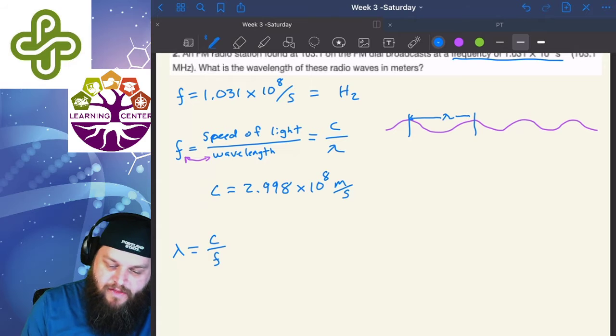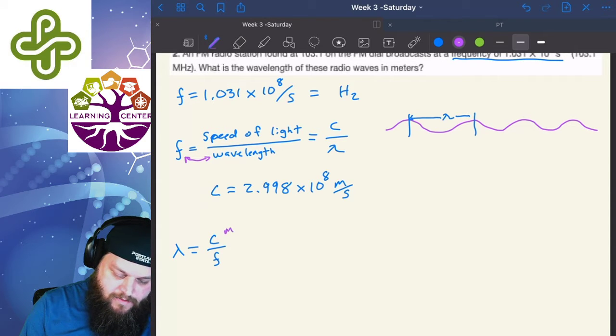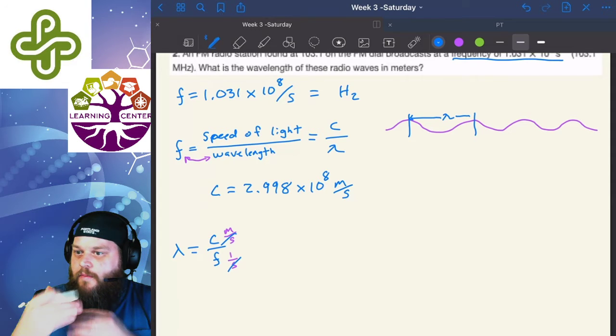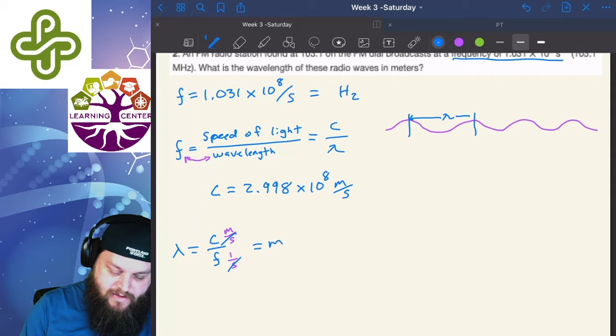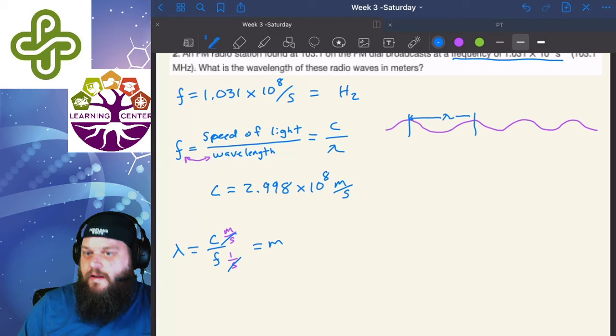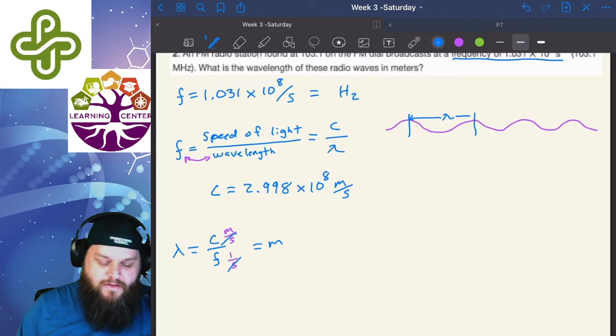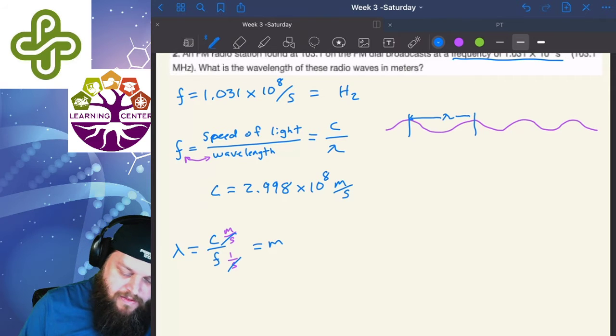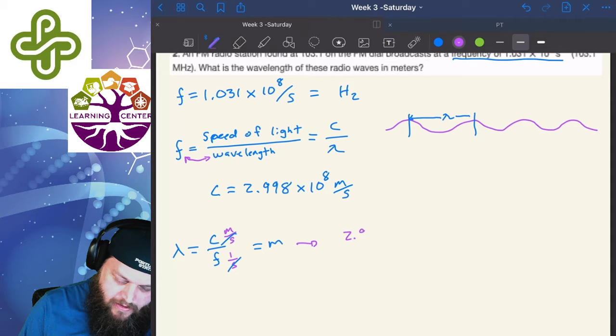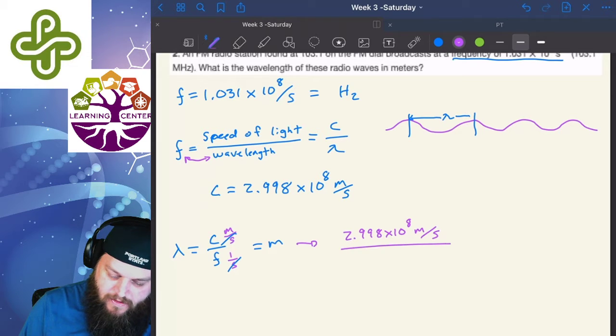And we can look at the units for that. The units of C is meters per second. Frequency is just 1 per second. And you notice that seconds are in the denominator on both the top and the bottom, so they cancel out. This is going to give us something in the units of meters, which is what we're looking for. So that's a wavelength. So we can do the math on this now and say the speed of light is 2.998 times 10 to the 8th power in meters per second. I'm going to divide that by 1.031 times 10 to the 8th power in per second.